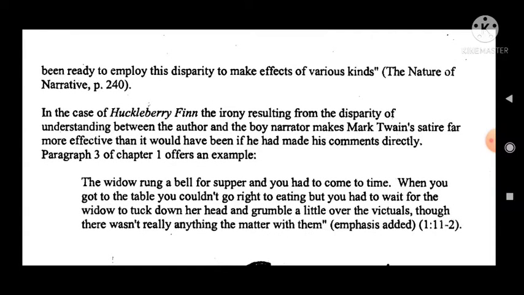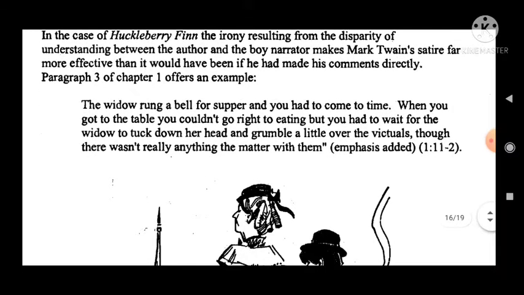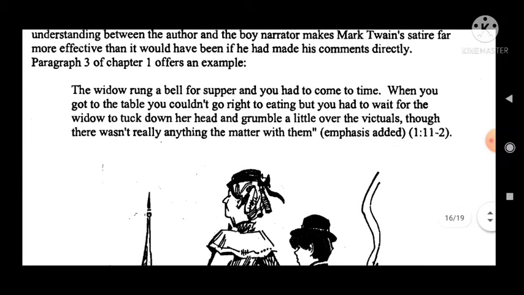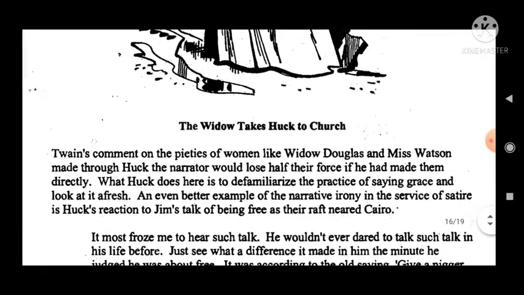In the case of Huckleberry Finn, the irony resulting from the disparity of understanding between the author and the boy narrator makes Mark Twain's satire far more effective than it would have been if he had made his comments directly. Paragraph 3 of chapter 1 offers an example. "The widow rang a bell for supper and you had to come to time. When you got to the table, you could not go right to eating, but you had to wait for the widow to tuck down her head and grumble a little over the victuals though there wasn't really anything the matter with them." Emphasis added.